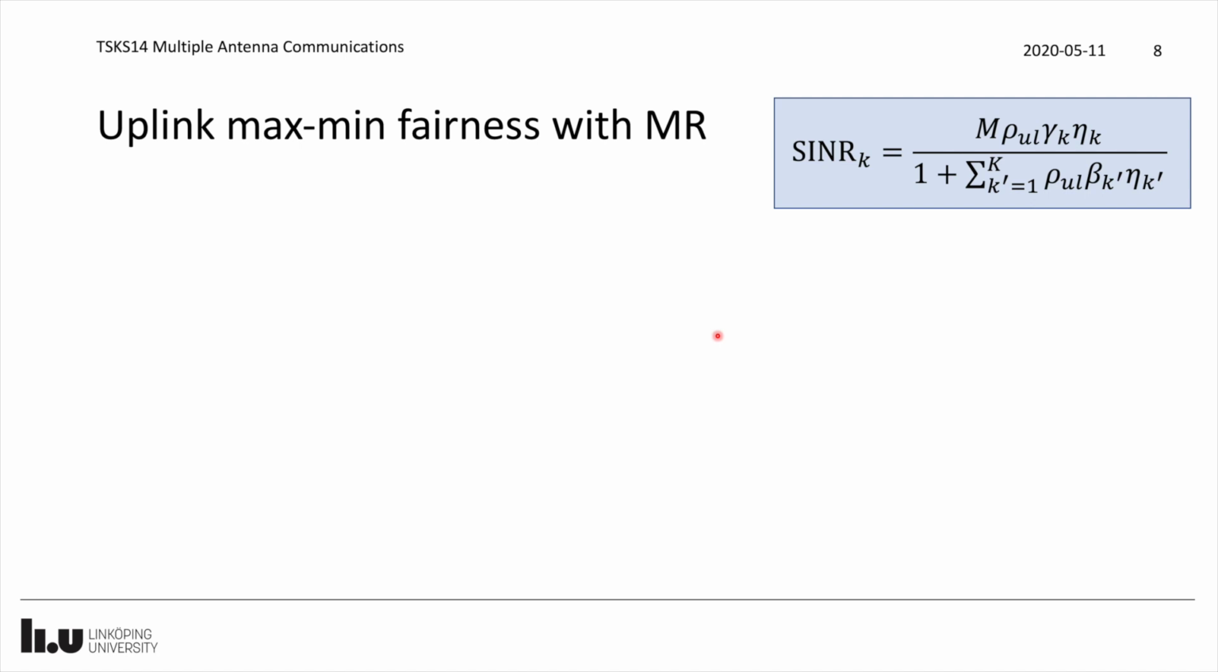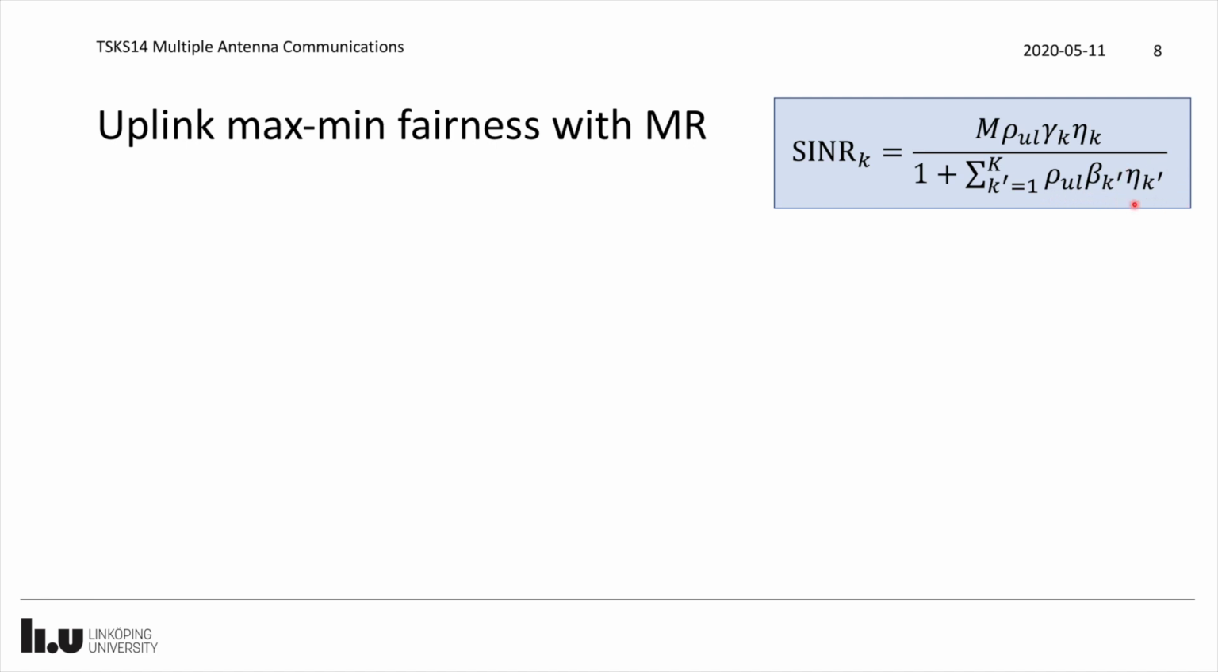So let's start with the uplink maximum fairness case. We are considering only maximum ratio, but you can generalize this easily by having the A and B terms coming into these expressions. So the SINR looks like this. We have M times rho uplink gamma k eta k, and then 1 plus the summation over all the users, rho uplink beta k prime eta k prime.